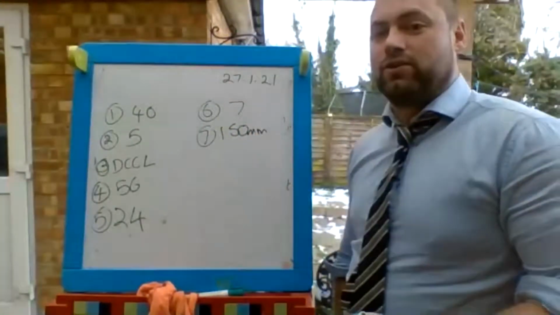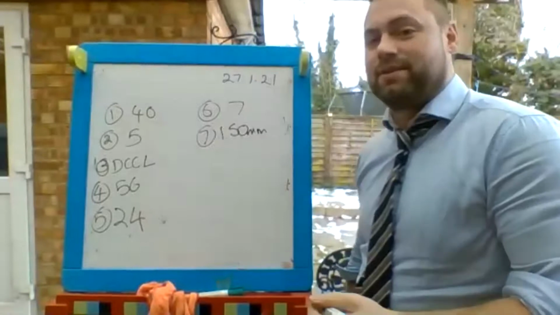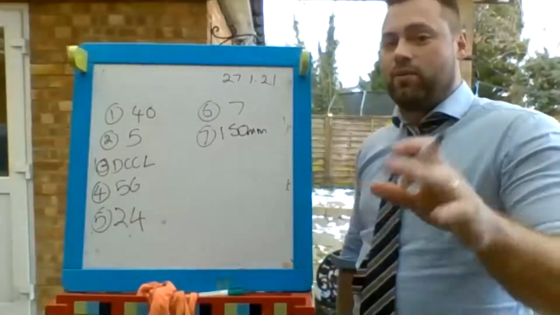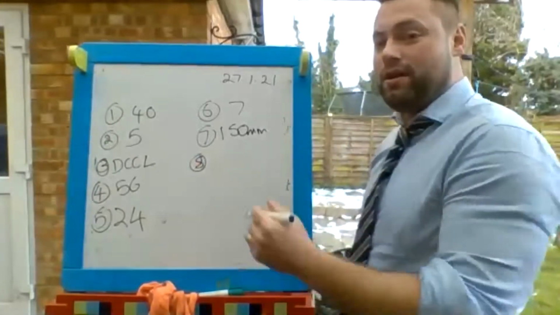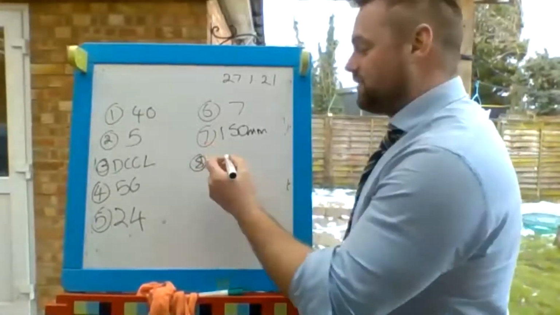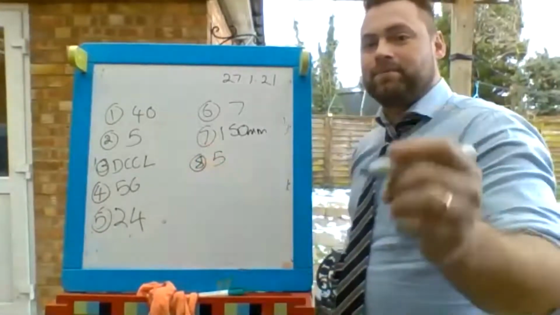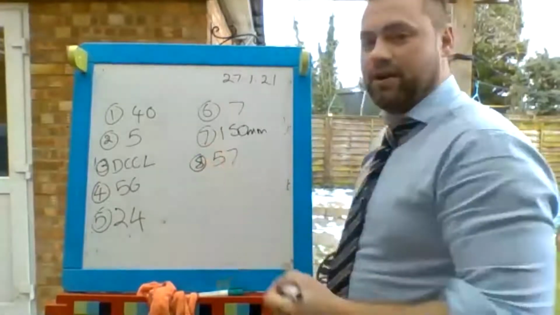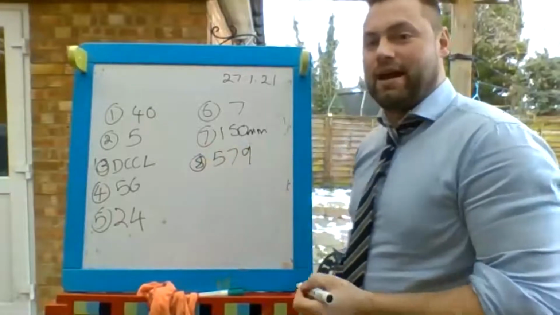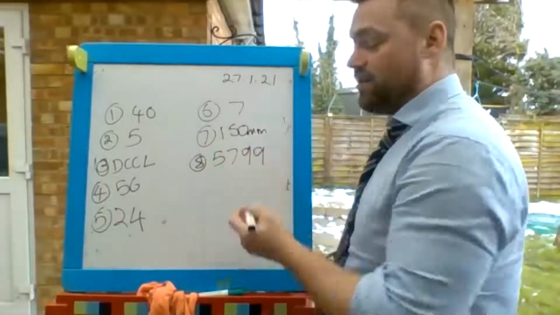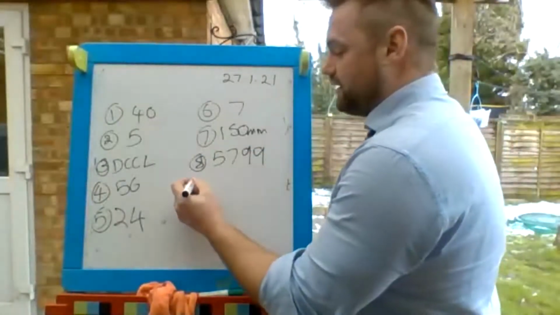The next question, we've got 2,398 plus 3,401. When I look at that, I don't need to do any exchanging or anything like that. So I know that my answer, if I do 2,000 plus 3,000, that's 5,000. 300 plus 400 is 700. 90 plus 0 is 90. And 8 plus 1 is 9. So your answer is 5,799.